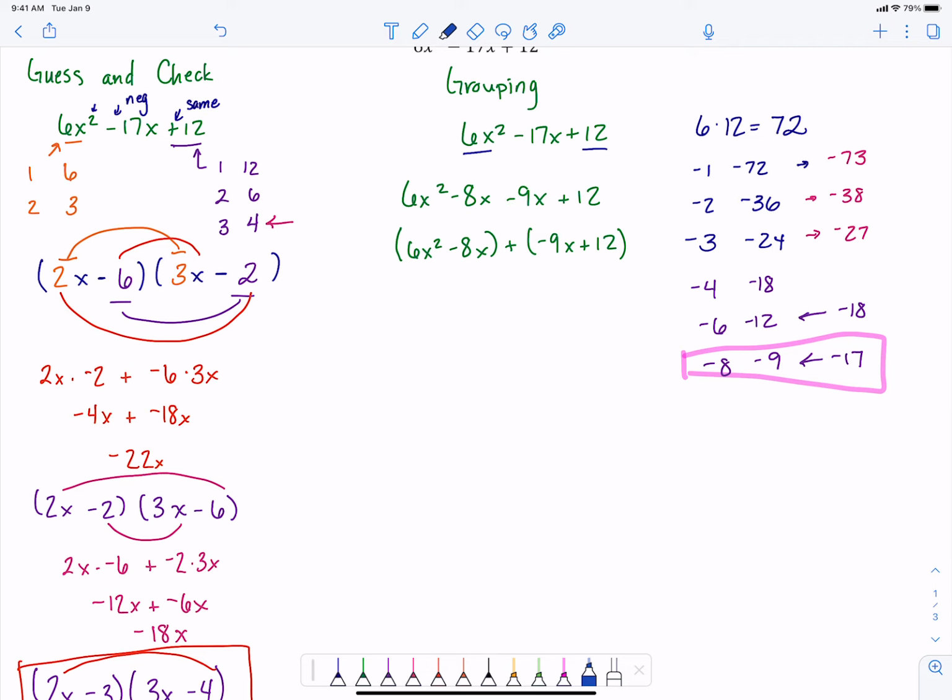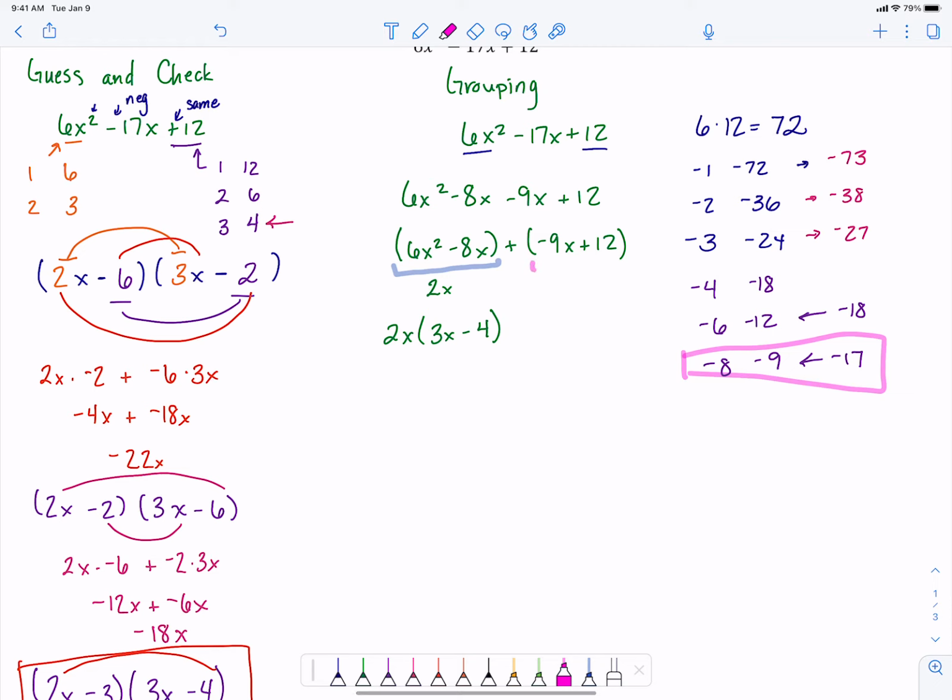All right, so now I look at just the two groups. I look at just that 6x squared minus 8x on its own and say, what's common to that? I kind of just totally ignore the other two factors. And this has a 2x in common. So we're going to factor that out. So we get 2x, and then we're left with 3x minus 4.